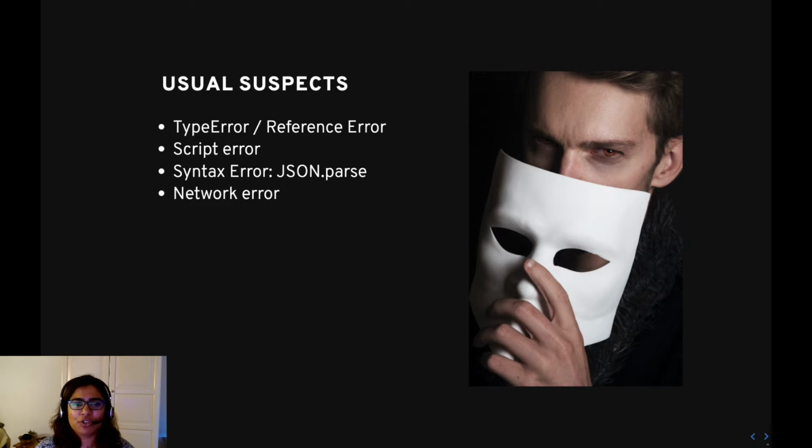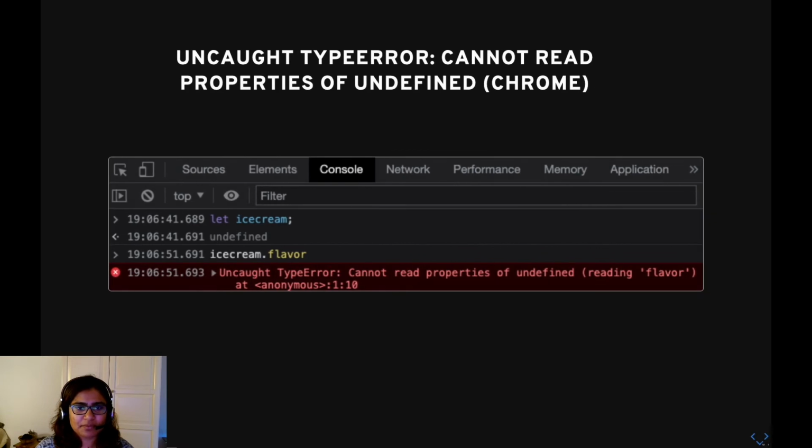Now, these are some of the usual errors that you will see in the console. One is a type error or reference error. Type error occurs when a value is not of the expected type. Second is anonymous script errors. The third is syntax errors caused by invalid JSON. And fourth is network errors. Now let's look at some of these examples and how you can fix them.